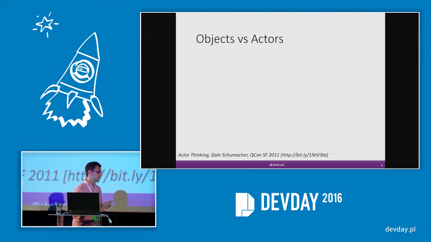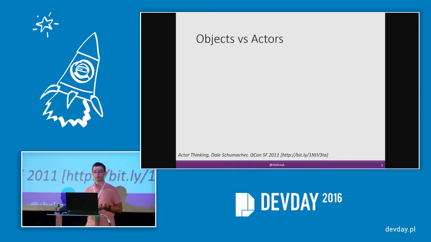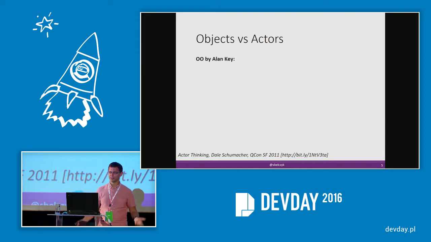So when I talk about the actor model, I like to start with the definition of object-oriented programming, something that everybody knows, and the definition of the actor model. The definition of object-oriented programming was formulated in the 1980s by Alan Kay. And the first rule is that everything is an object. Simple enough.